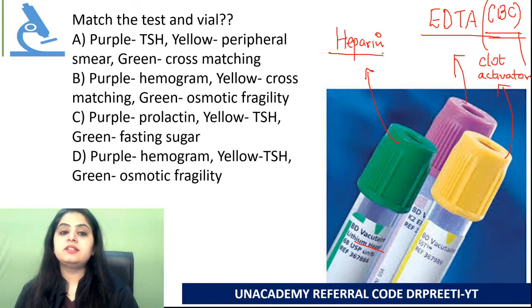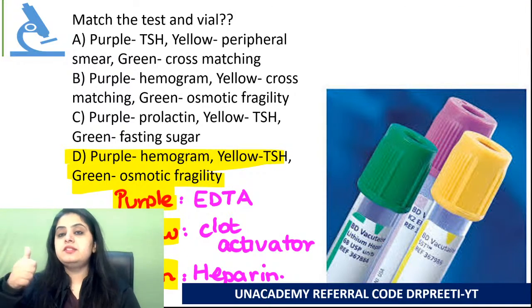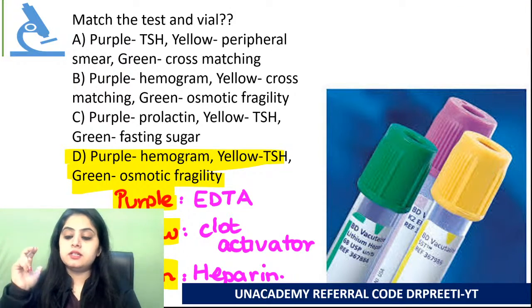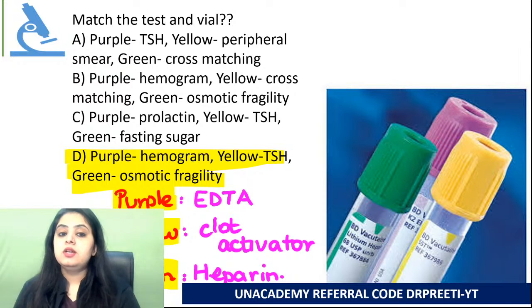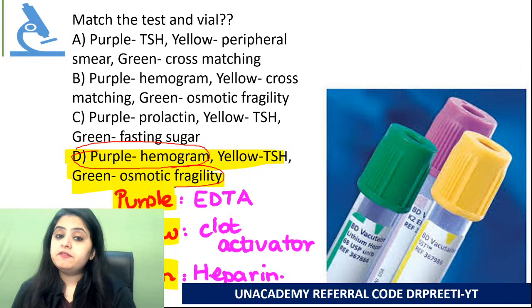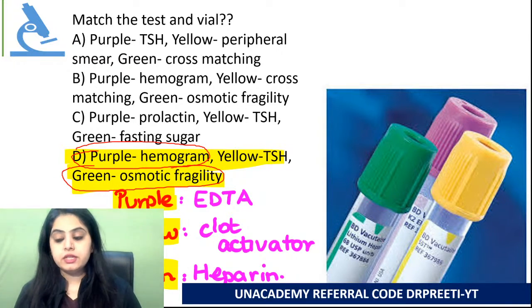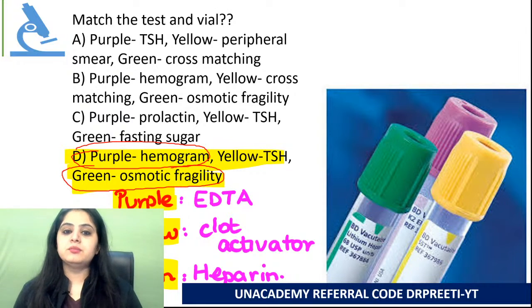So now what are the tests that we do for each? Please remember, the purple is EDTA, yellow is clot activator, green is heparin. Whenever you want to do the hemogram, you are going to go for the purple vial. For osmotic fragility, which we do for hereditary spherocytosis, it is now more or less an obsolete technique. But when it was being performed, heparin blood collection was used.